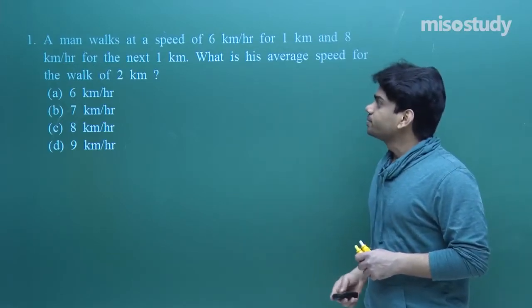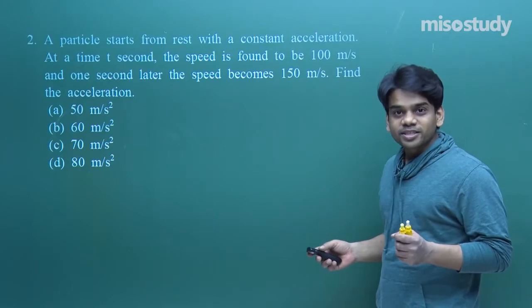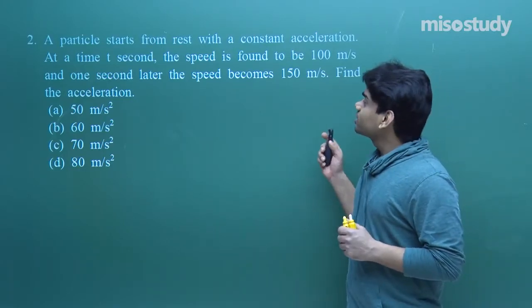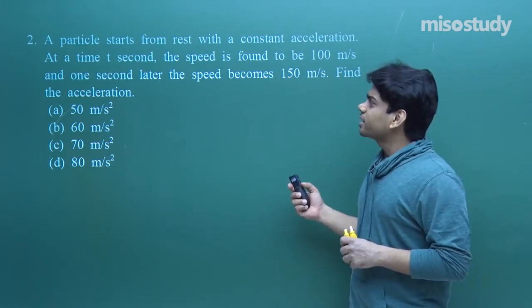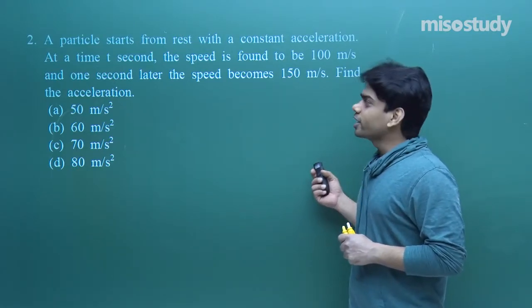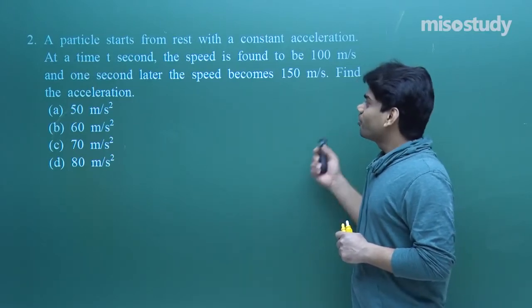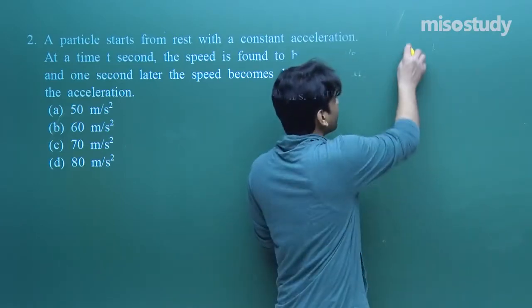The next question. A particle starts from rest. That means its initial speed is 0. It starts from rest with a constant acceleration. Let that acceleration be a. At a time t second, the speed is found to be 100 meter per second. And 1 second later, the speed becomes 150 meter per second. Find the acceleration.